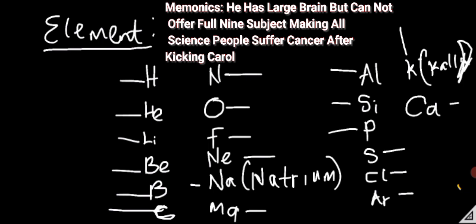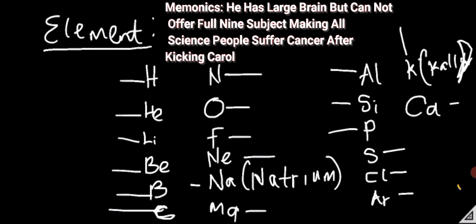If you like it, you can use that mnemonic. You can write it down. He has large brain but cannot offer full 9 subjects, making all science students suffer cancer after kicking Carol. He has large brain but cannot offer full 9 subjects, making all science people suffer cancer after kicking Carol.